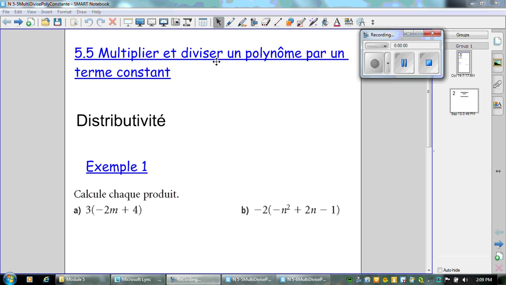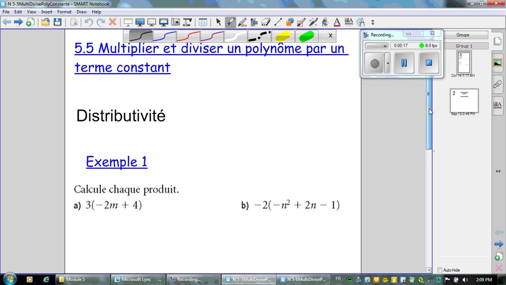A look at multiplying and dividing a polynomial by a constant, so just by a number. We're going to be using the distributive property that we saw when we were subtracting. So instead of distributing a negative, we're going to be distributing a number. Let's take a look at a couple of examples.